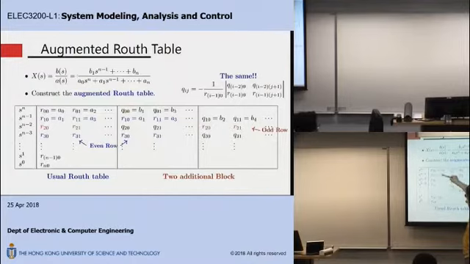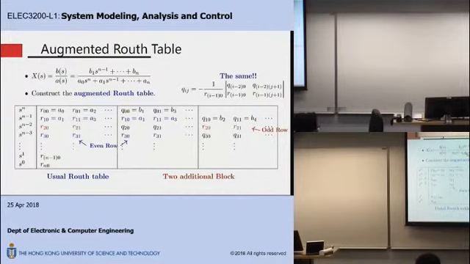You do the standard way. A0 is here, A1, A2, A3, etc. Then you compute this row from these two rows, right? You do the usual thing. This product minus this product divided by this, you put it here. Okay? You complete the Routh table.